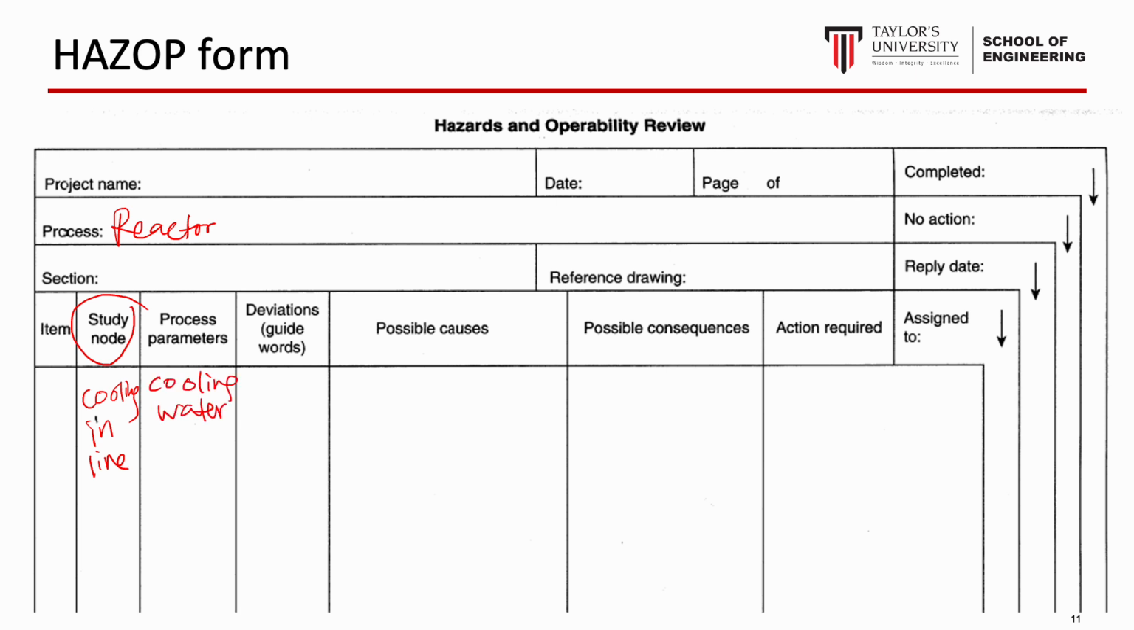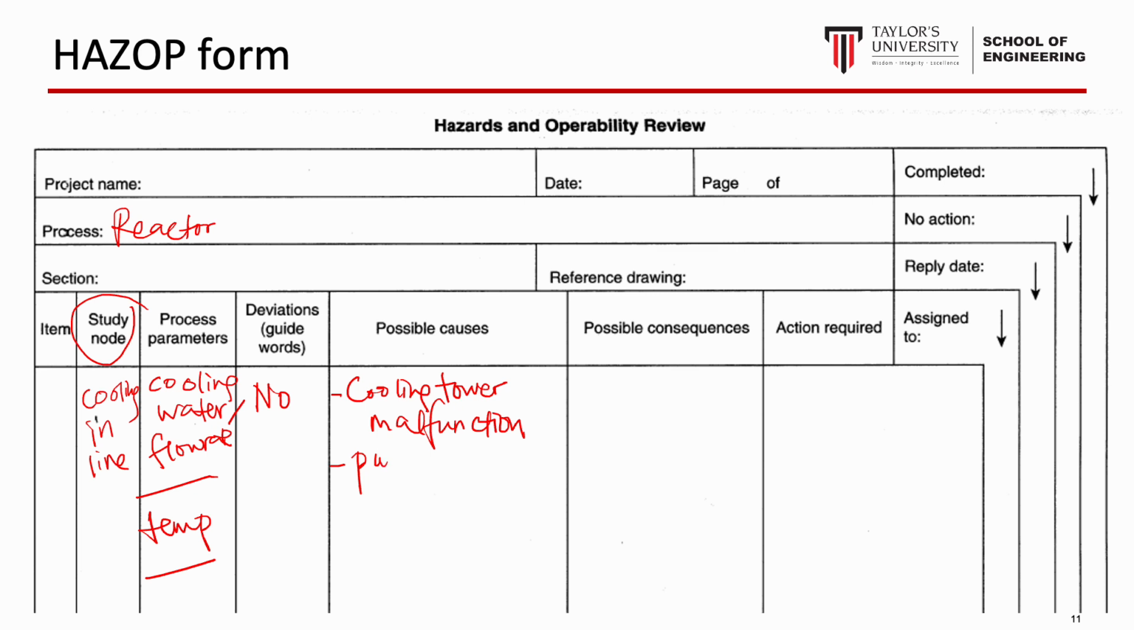You can do flow rate, or you can do temperature. And what else? You can think about it, and then you see what you want to do. So for flow rate itself, there's a guide word, there's no flow. What happened? There's no flow. So possible cause for no flow may be cooling tower failure, the incoming cooling tower malfunction, or it can be pump malfunction.